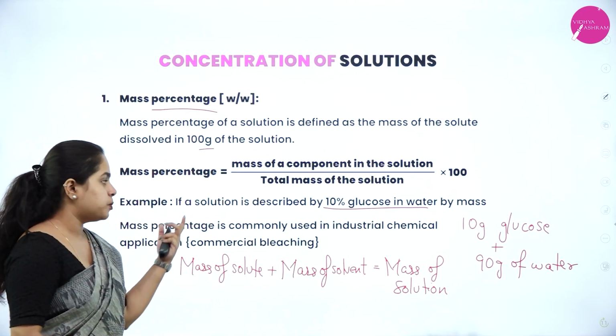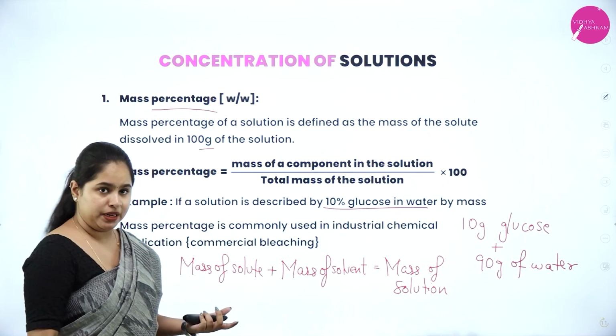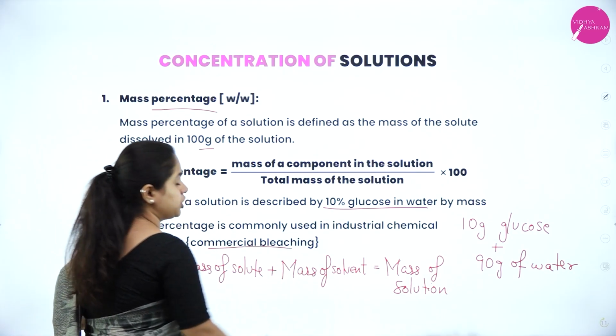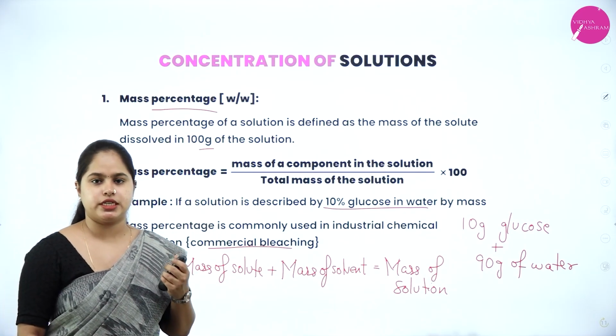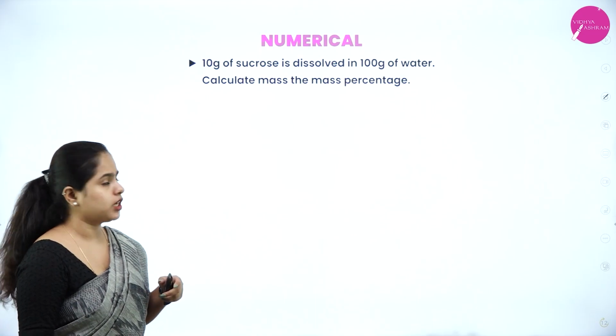Yes, and mass percentage is commonly used in industrial chemical applications. Yes, it is used for commercial bleaching. Generally, this concentration term is used for industrial applications. Clear? Now, let's do a numerical based on it.